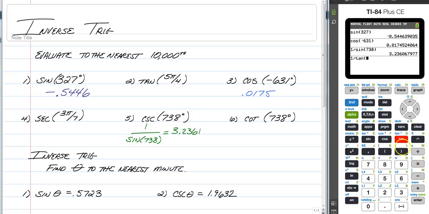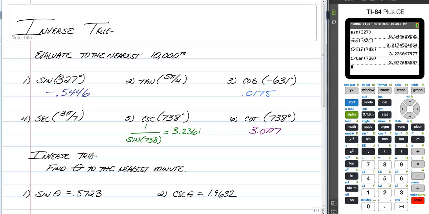And we would have our answer to that. So 1 divided by the tangent of 738, and we're going to get 3.0777. Okay? So make sure you understand how to type these in the calculator and when to do 1 divided by. Now, I'm done with the degree questions.